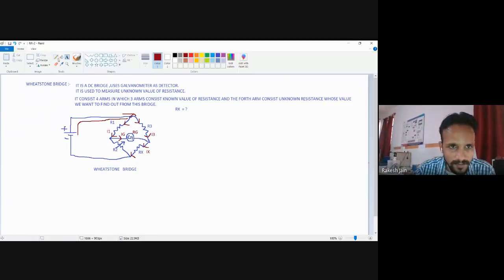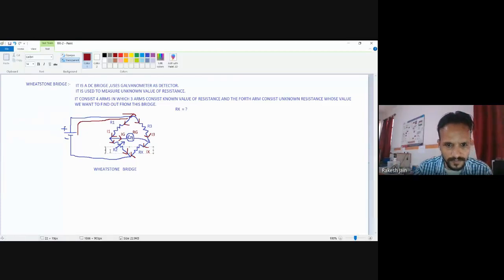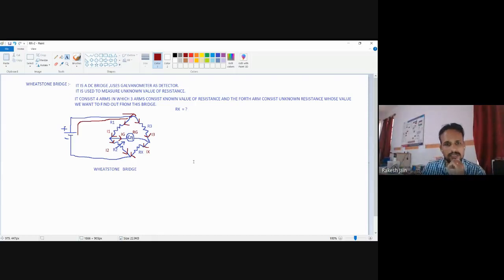Now the current I1 also divides into this R2 resistance in this direction, and let the current be I2. So this is the whole current division in this Wheatstone bridge. Once again, I am showing you the same thing. Kindly see very carefully.